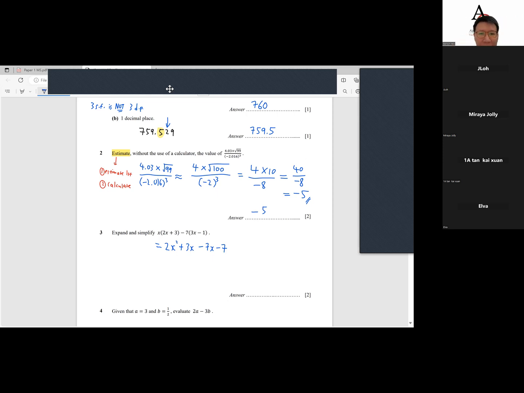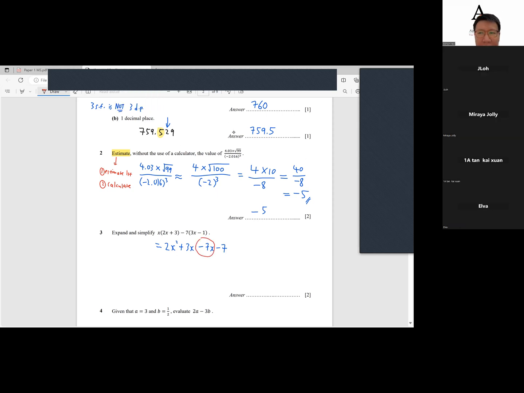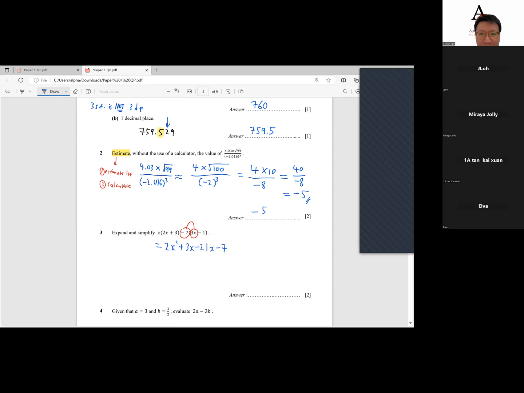Okay, so if you can spot my mistake, error number 1 is here. This should be negative 21, right? That's the first mistake. So let me change that. This should be negative 21. Why? Because I took negative 7 multiplied by 3x. So here should be negative 21x. Okay. Second mistake. Negative 7 times negative 1. Here should be a positive 7.